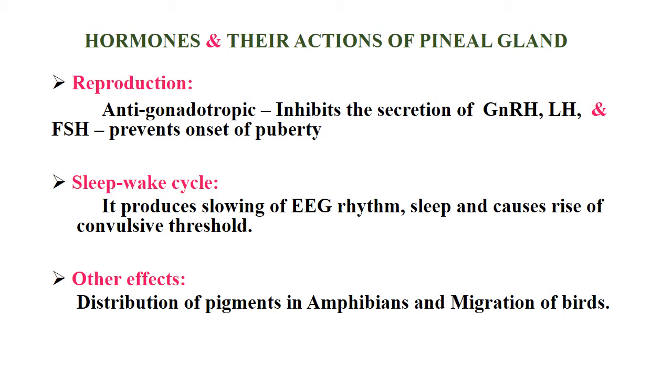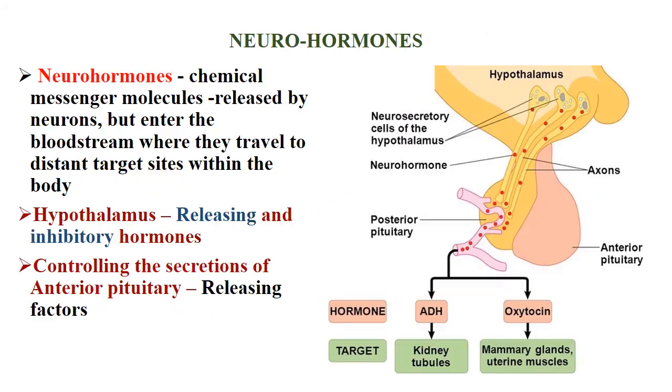The other effects of melatonin: it is responsible for the distribution of skin pigments in amphibians, and it also controls the circadian rhythm of migrating birds.